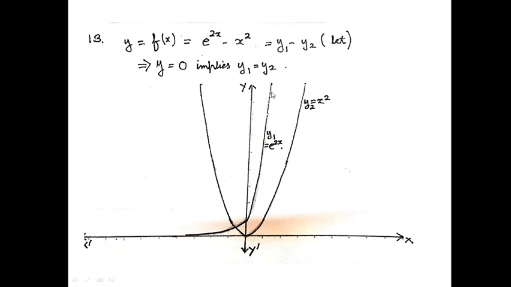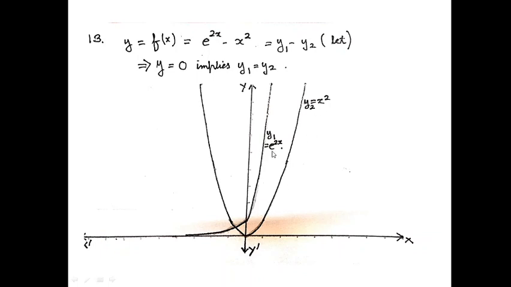This is the graph for y1 equals e power 2x, and this is the graph for y2 equals x square. If you plot the values, suppose for x equals 1, then you will get y1 equals e squared and y2 equals 1.